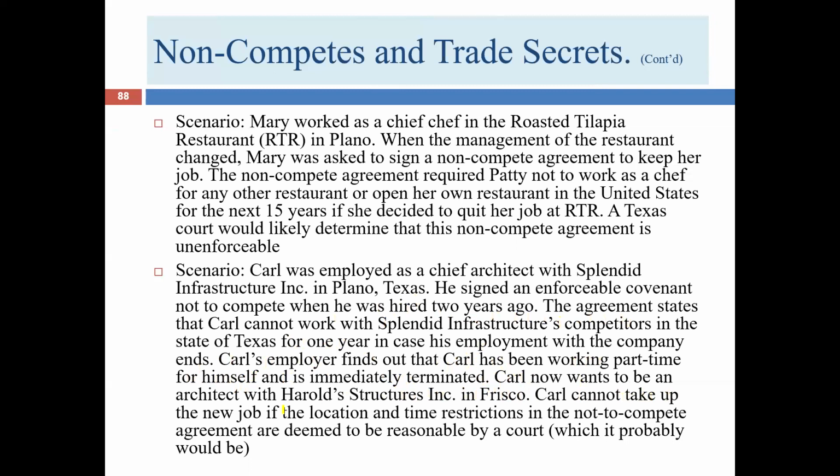Carl cannot take up the new job if the location and time restrictions in the not-to-compete agreement are deemed to be reasonable by a court. And I think it's quite likely that under these circumstances, the court would find that they're reasonable. It was within the state of Texas. It was for 1 year. And it's in the same industry. So it seems pretty reasonable, I would say.